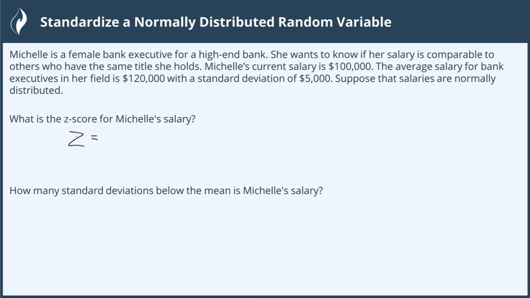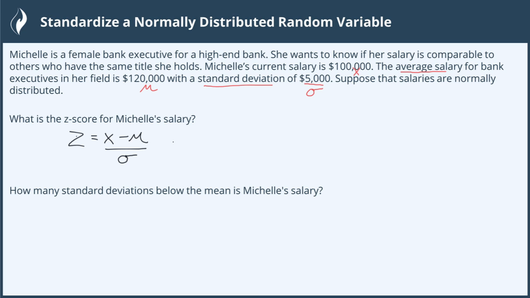Z is equal to the individual data point minus the mean over the standard deviation. Now let's go back and look at the problem and see what we know. The mean or average is one of the easier to pick out because it's typically labeled average or mean. 120,000 is the mean. The standard deviation is labeled as 5,000. Well, that's standard deviation. And Michelle is the individual person right now in this problem. Her salary is $100,000. This is the individual value, or X.